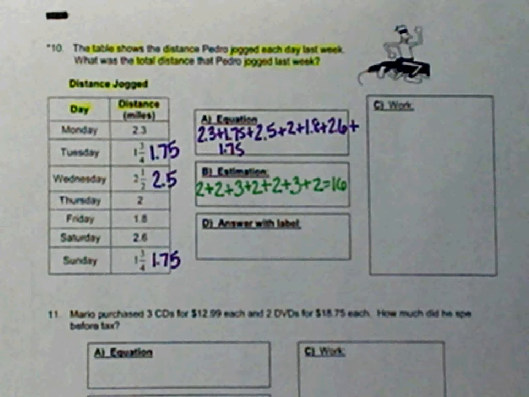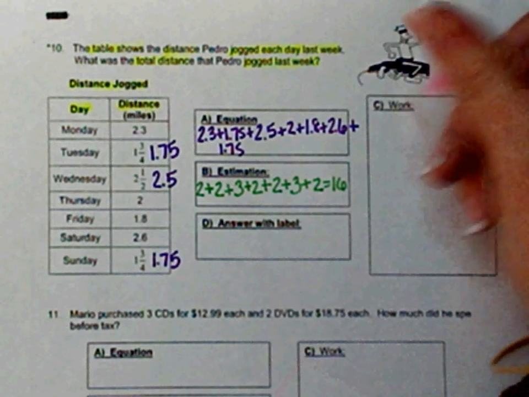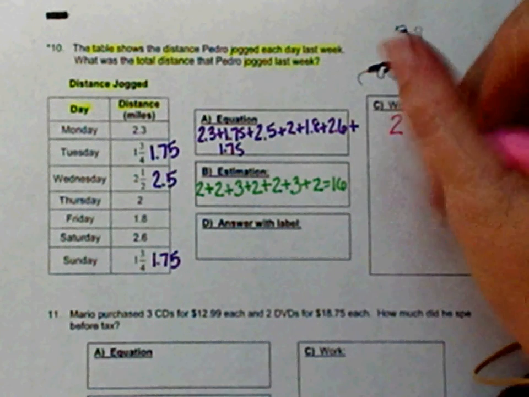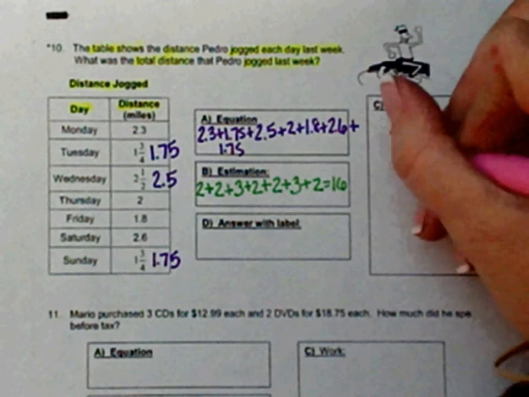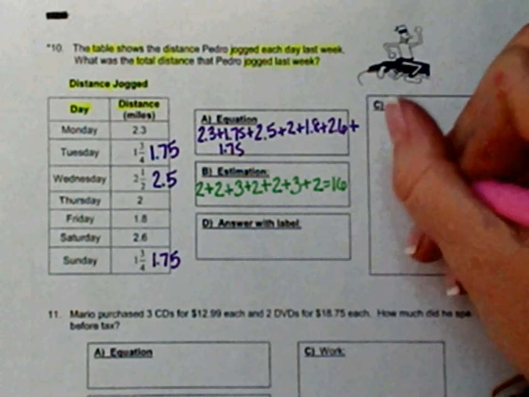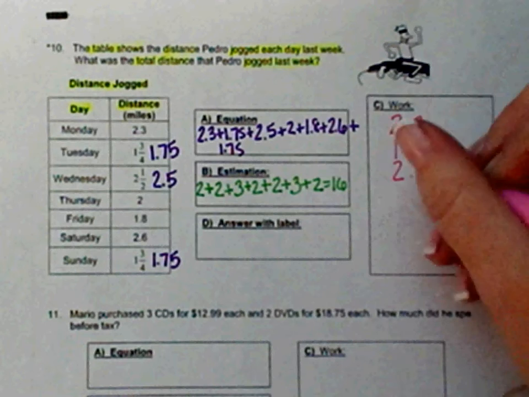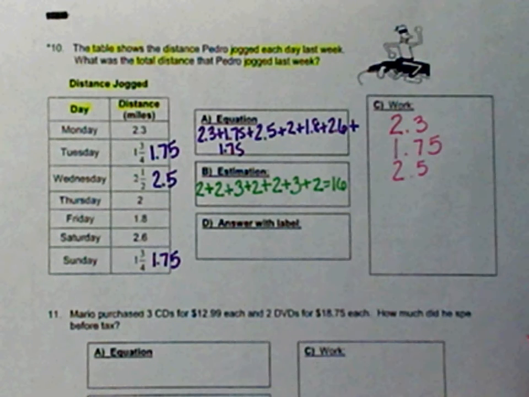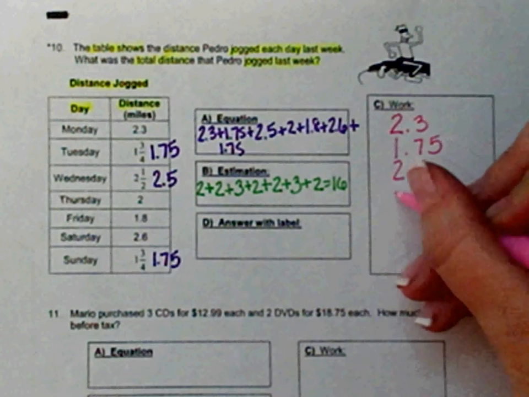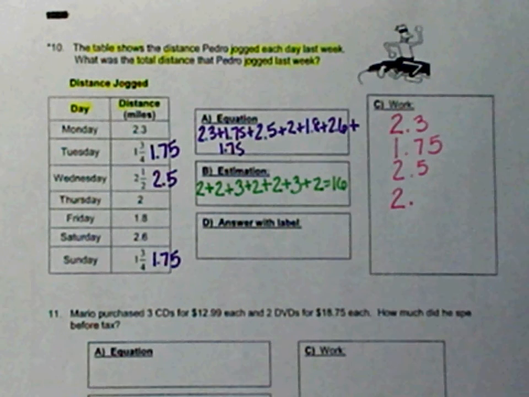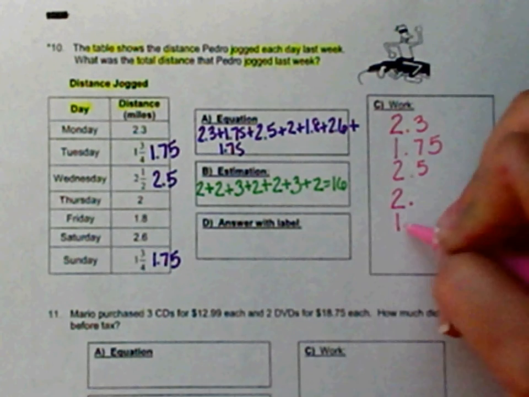Thursday is already at a 2. Friday, 1 and 8 tenths. 8 shaded out of 10 gets me closer to 2. 2 and 6 tenths. 6 is shaded out of 10. That's going to get me closer to 3. And 1 and 75 hundredths, again, is 1 3/4. 3 out of 4 shaded gets me closer to 2. If I add all that up, my answer is going to be around 16. Not exact, but around there somewhere.